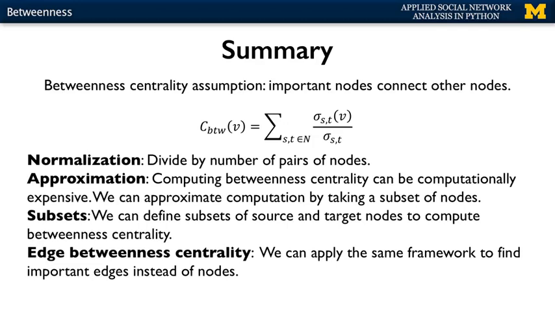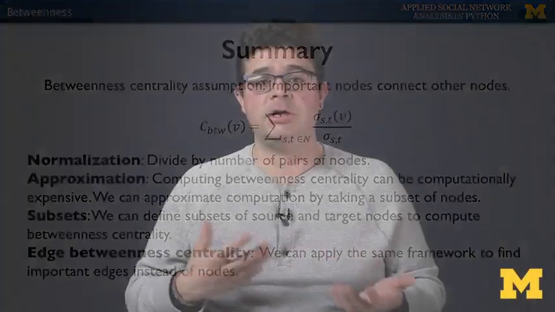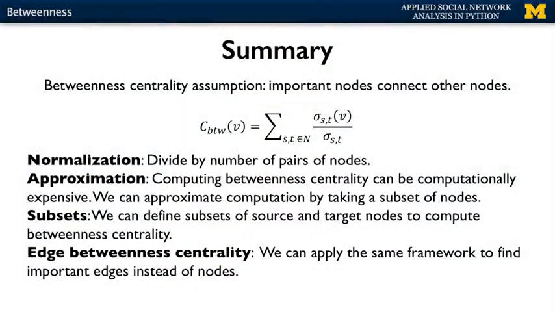So in summary, we say that betweenness centrality makes the assumption that important nodes tend to connect other nodes. And this is the formula that we use to compute it. In general, it is the sum of the fraction of the number of shortest paths that involve a particular node V divided by all the possible shortest paths between these nodes S and T. We talked about normalizing this, especially if we're comparing betweenness centrality among different networks of different sizes. So we divide by the number of pairs of nodes. We also talked about approximating this because sometimes we're unable to compute it exactly because it can be computationally expensive. So we can approximate it by selecting a subset of nodes rather than all the nodes.